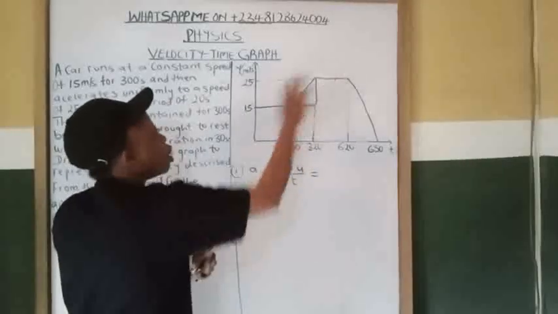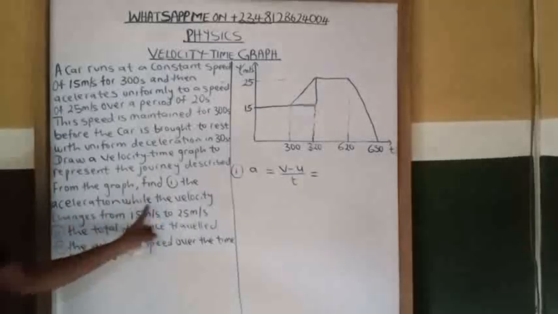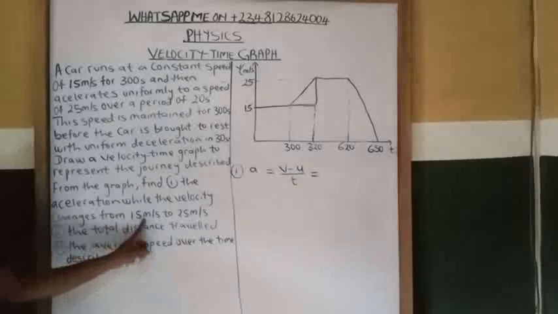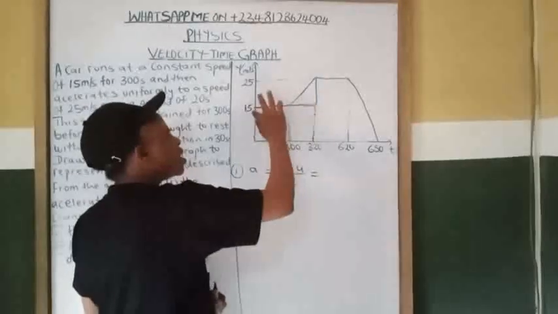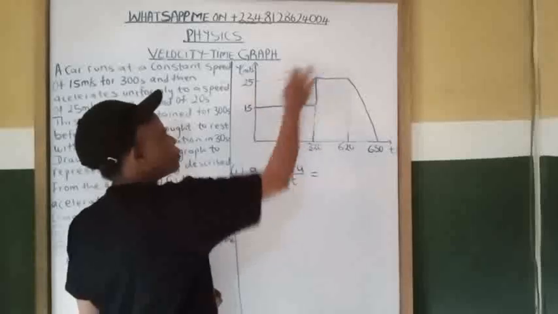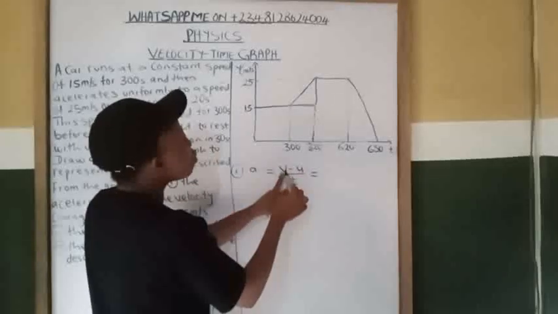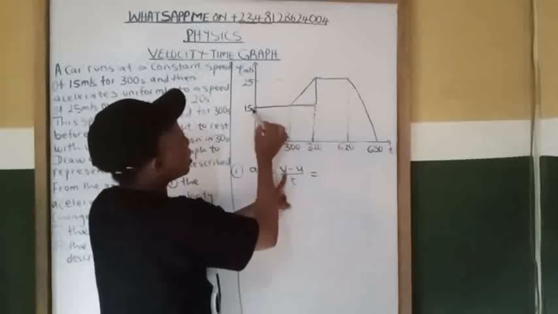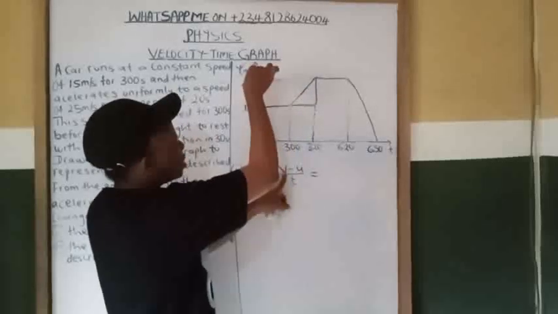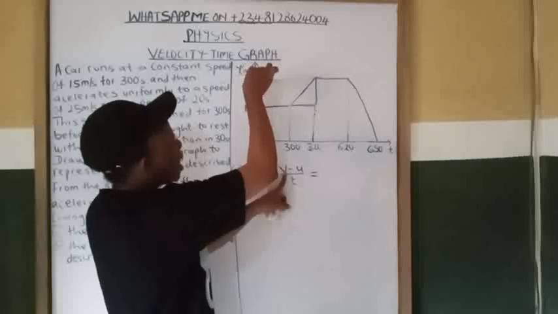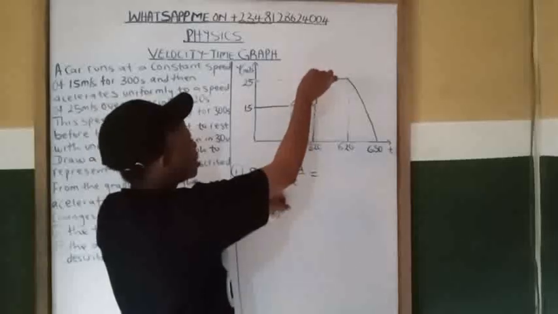Let's locate these points now, within 15 to 25, because our question says find the acceleration while the velocity changes from 15 to 25 meters per second. So our attention will be focused on where the car accelerated from 15 to 25 meters per second, so within this triangle. So now, what will be our final velocity? So this is the starting point. 15 will be our starting point. Then 25 will be our end point, which is the final velocity. So 25 is our final velocity if I trace it down to this place.